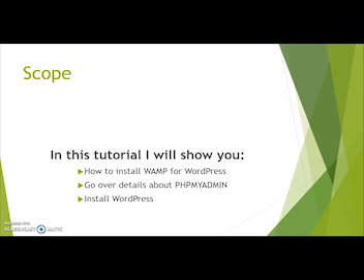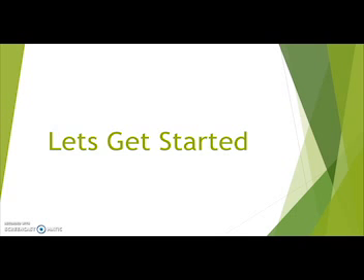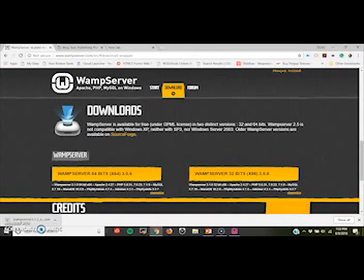Once WAMP server is installed, we'll be using phpMyAdmin to install and configure a database required to install WordPress. Once we have WAMP and phpMyAdmin set up, then we will install WordPress on our local machine. Let's get started.